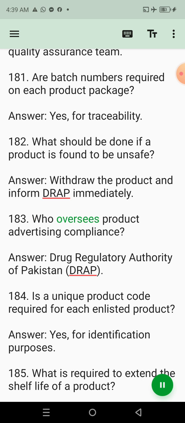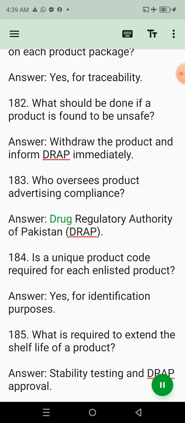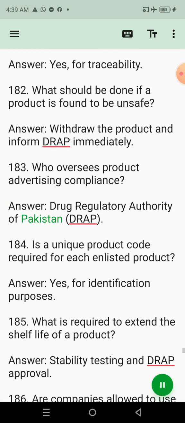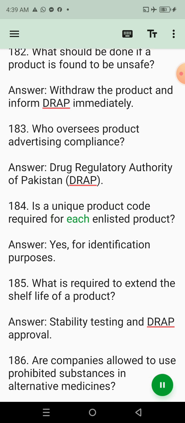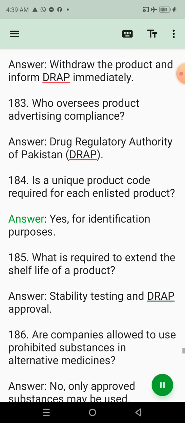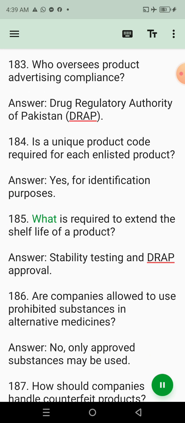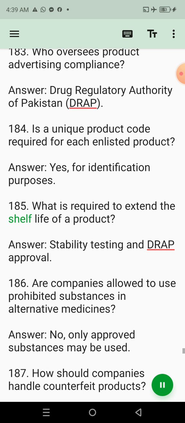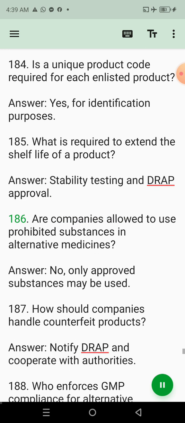183. Who oversees product advertising compliance? Answer: Drug Regulatory Authority of Pakistan, DRAP. 184. Is a unique product code required for each enlisted product? Answer: yes, for identification purposes. 185. What is required to extend the shelf life of a product? Answer: stability testing and DRAP approval.